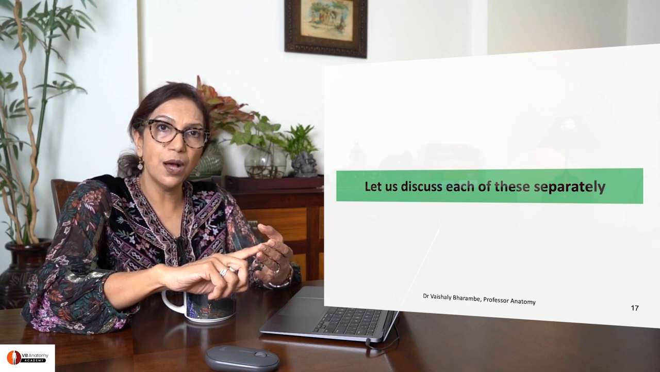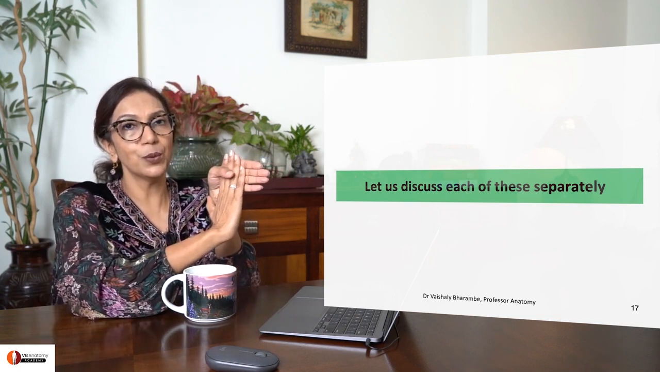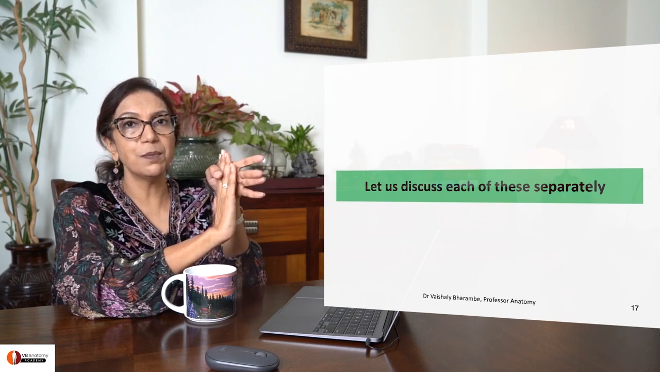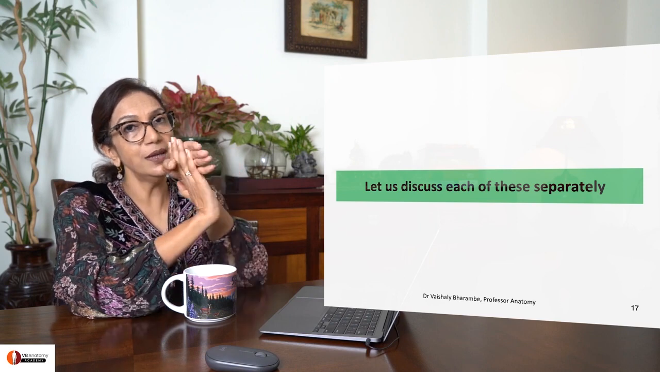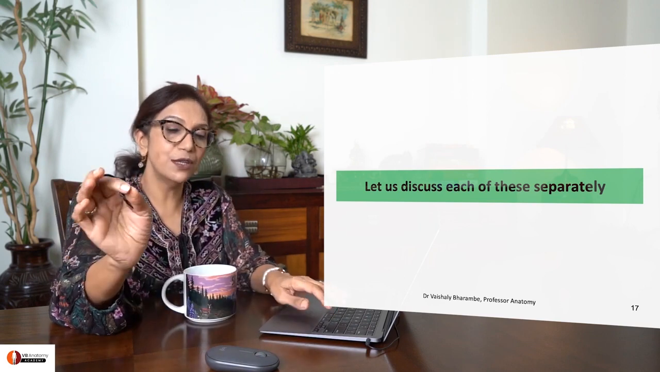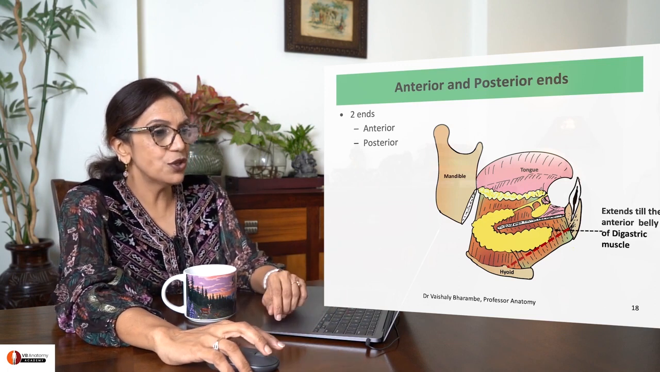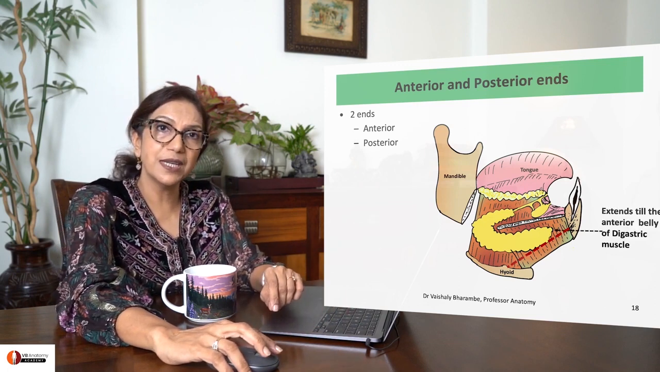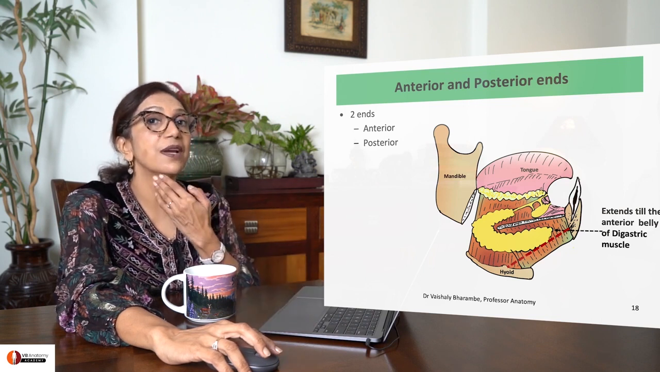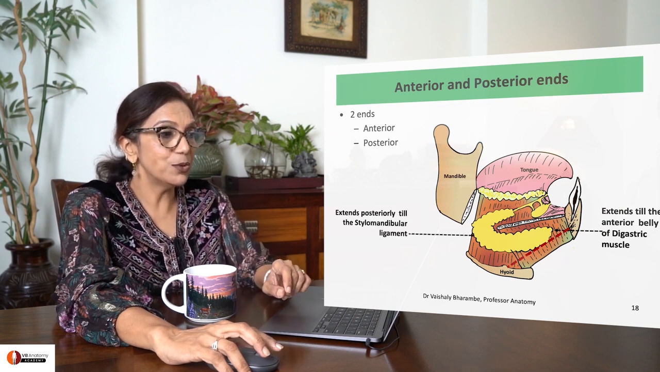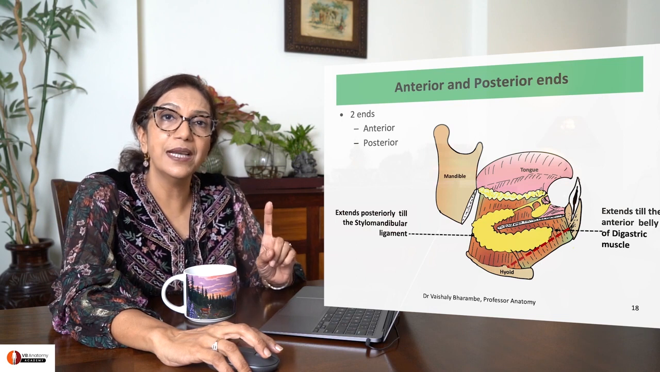Then we understood how the submandibular gland winds around the mylohyoid, so that it has a superficial part which is larger and a deep part which is smaller lying on the inside. We'll now study the superficial part. As you can see here in the image, the superficial part has an anterior end and a posterior end. The anterior end is related to the anterior belly of digastric right up till here, and the posterior end is related to what is called the stylomandibular ligament.